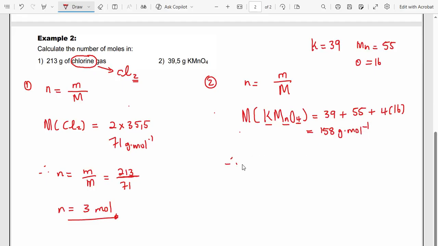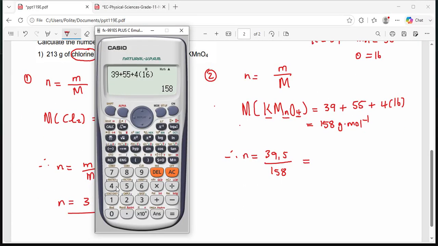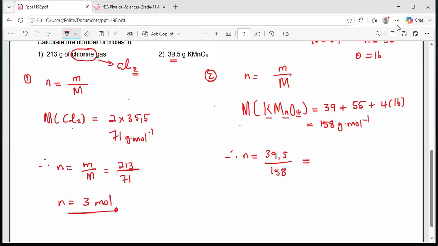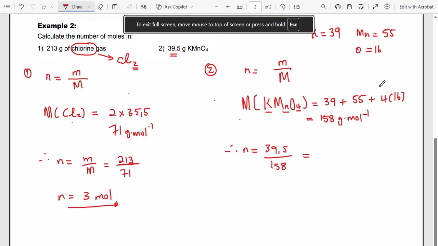So now that you have the molar mass, what is the number of moles? You're going to take the given mass of 39.5 grams and divide that by what? The molar mass of 158. So you're going to divide the two. The answer that you get, that's the number of moles that we are looking for. So I'm going to take 39.5 and divide that by 158 and see what I get. 0.25 is our final answer. So the number of moles is 0.25 mole.